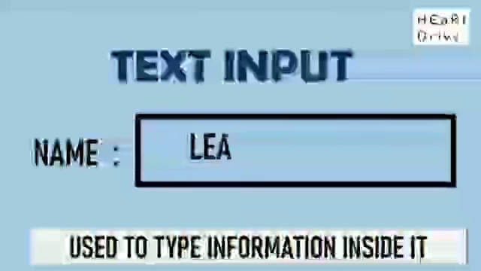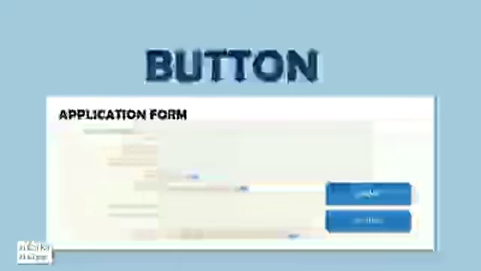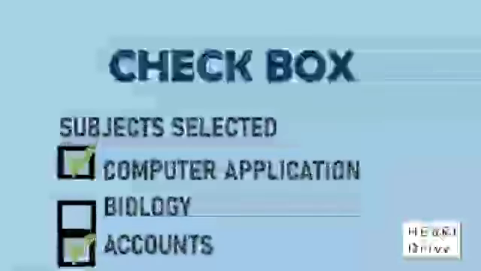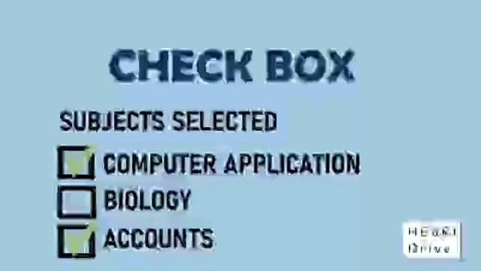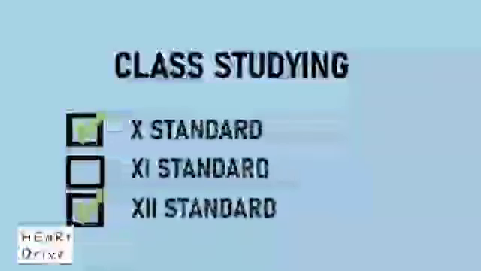Text input. Text input is used by the user to type information inside it. Buttons. Buttons are used in options like submit, reset and cancel. Checkbox. Checkbox is used to select many options at a time. Generally, not in all the scenarios multiple selections are made.